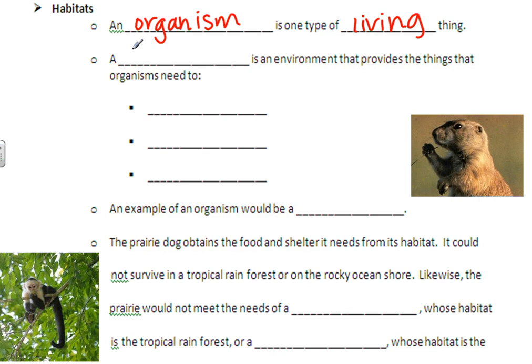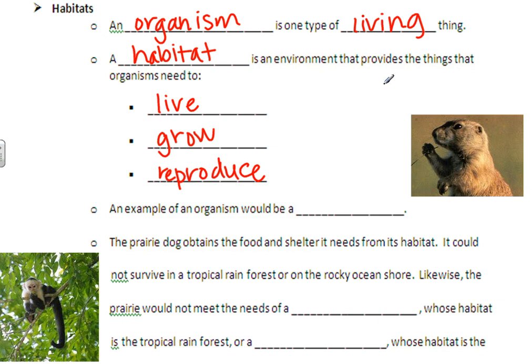And a habitat is an environment that provides the things that organisms need to live, grow, and reproduce. So you need to know that. You should try to say those things in your head so you know that those three factors are important for an organism to live in its habitat.